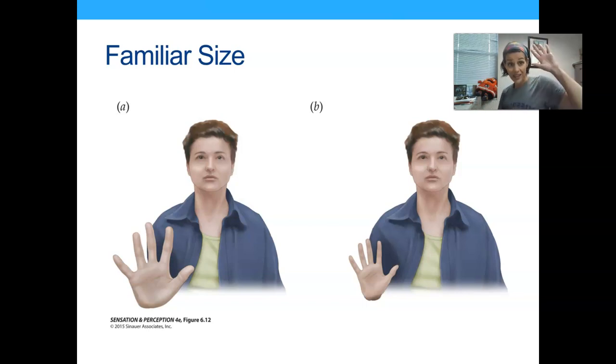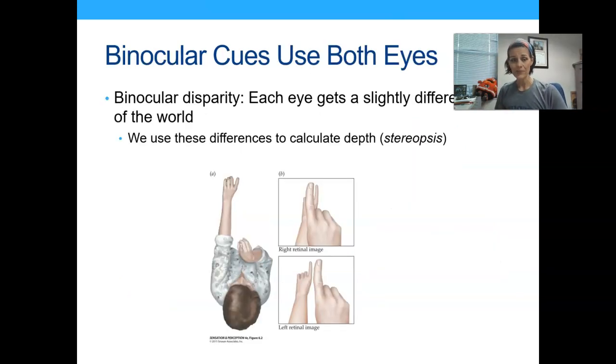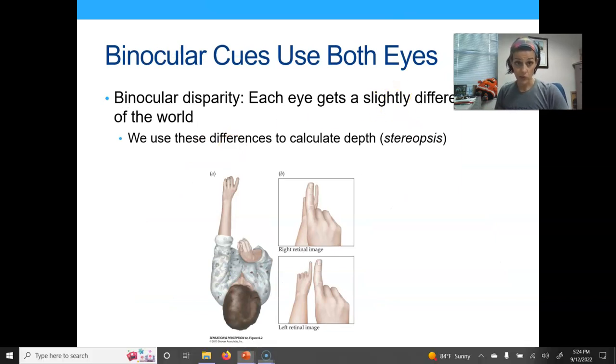You can determine that your hand has moved farther away. So we use our knowledge and our understanding of objects that we've experienced before to help us judge depth and distance based on how large or how small they are on our retina. Now, those are the monocular cues.